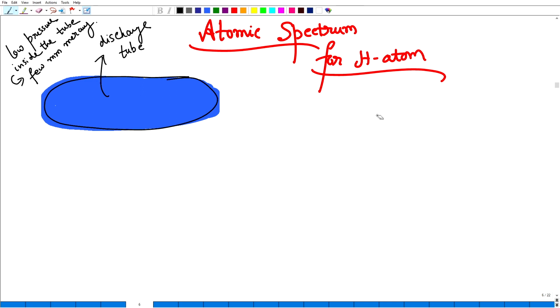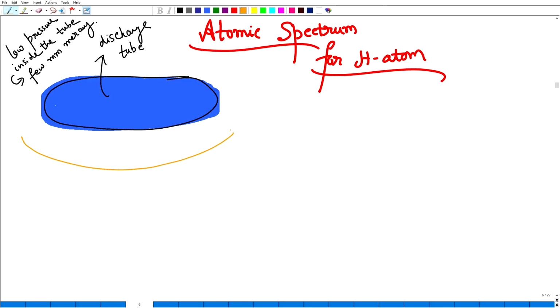Okay, so this is the discharge tube. Now if you put the hydrogen gas in the discharge tube and pass an electric current, you are making an electric discharge there. Then the discharge tube will act as a bright source of light. The light will be emitted from that tube, and if you put a detector or photographic plate, you will obtain the spectrum. That is called the atomic spectra. If it is hydrogen gas, that spectrum will be called the hydrogen spectrum. If it is neon gas, it will be called the neon spectrum, and so on. So this is the experimental setup for the atomic spectra.